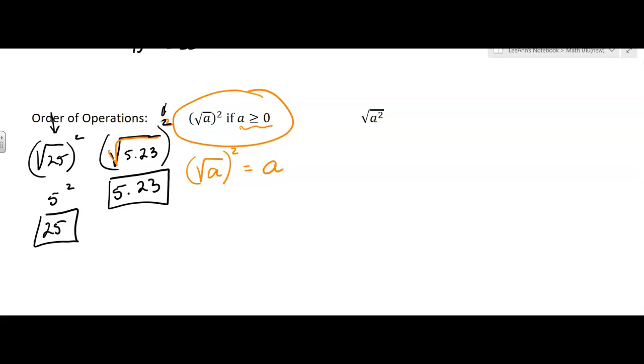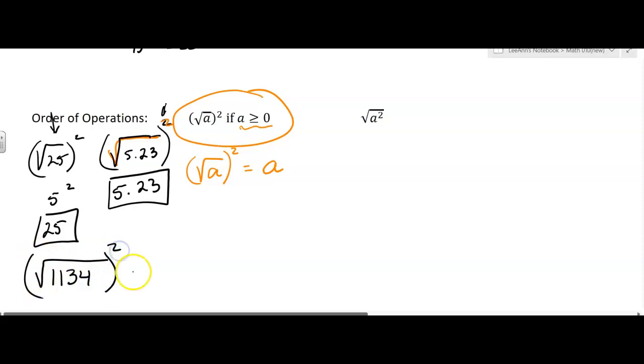So how would I apply that? Well, let's say I had the square root of 1,134, but then I wanted to square it. Well, I'm not going to do all that work. I'm just going to use the idea here that that's going to equal 1,134. Okay, now we're going to look at this situation over here. Notice that it's written a little bit differently. Here I have the parentheses and then the square, but here I'm squaring something, and then I'm taking the square root.